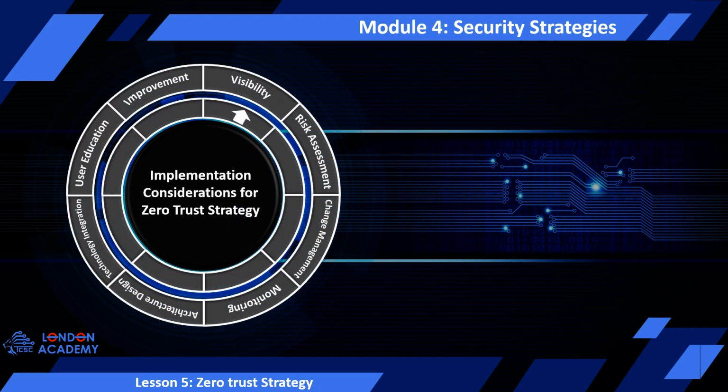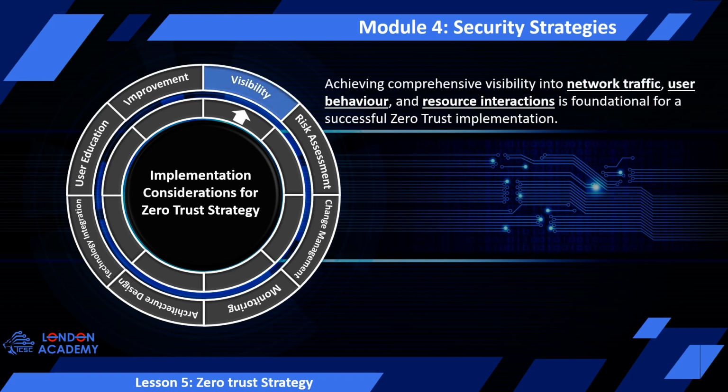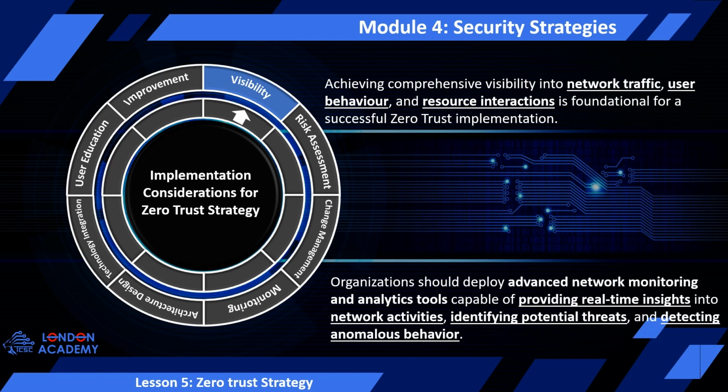Implementation considerations for zero trust strategy. 1. Visibility. Achieving comprehensive visibility into network traffic, user behavior, and resource interactions is foundational for a successful zero trust implementation. Organizations should deploy advanced network monitoring and analytics tools capable of providing real-time insights into network activities, identifying potential threats, and detecting anomalous behavior.